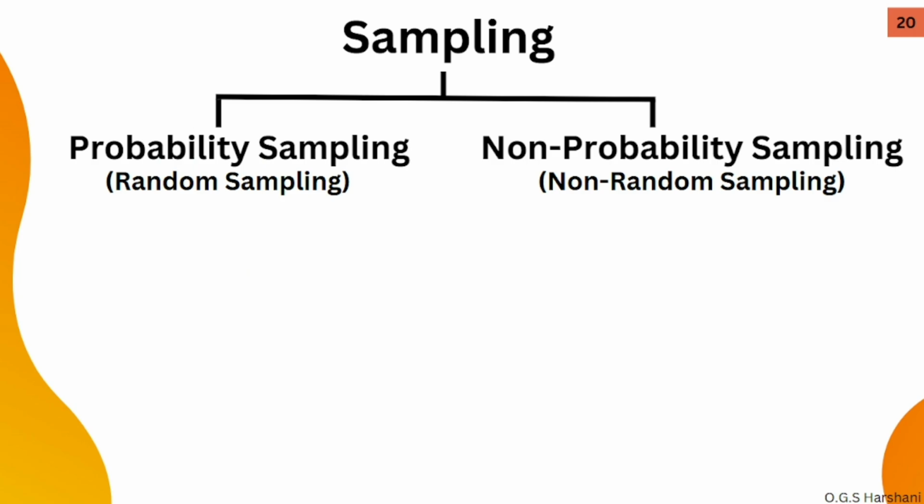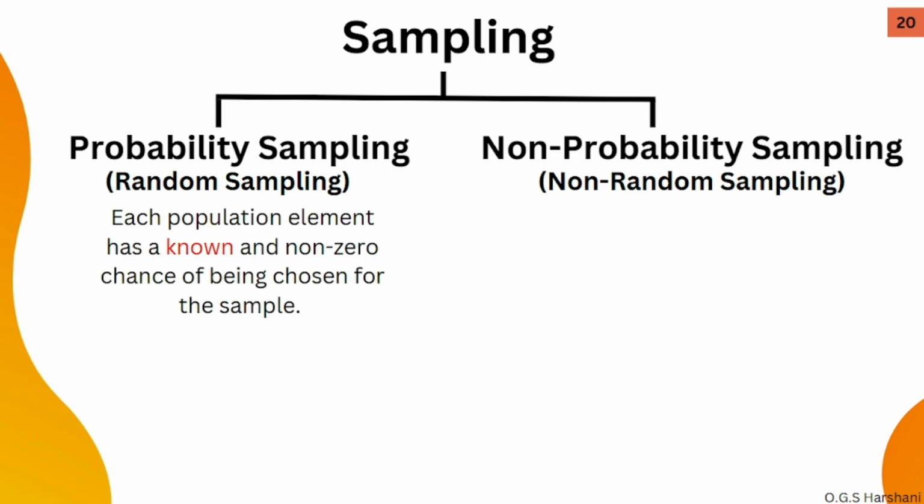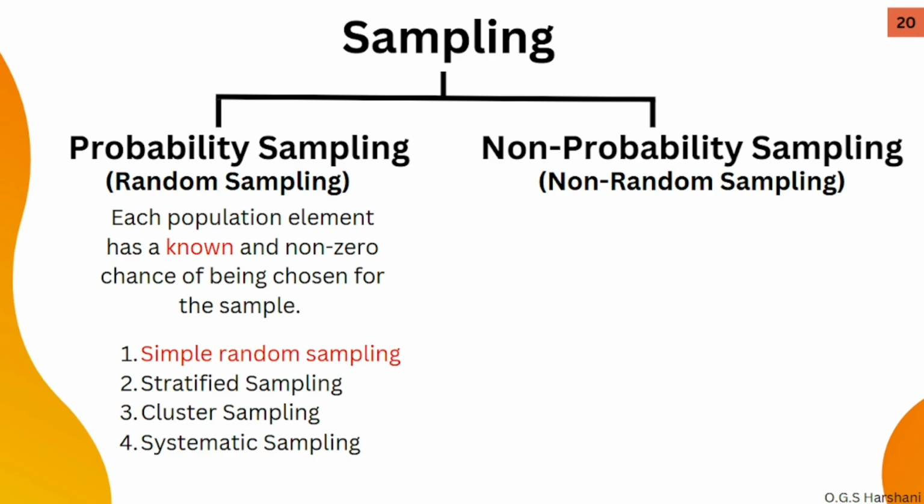Next, I will explain types of sampling. There are two types of sampling: random sampling and non-random sampling. Random sampling is called probability sampling, and non-random sampling is called non-probability sampling. In random sampling, each population element has a known and non-zero chance of being chosen for the sample. There are 4 techniques: simple random sampling, stratified sampling, cluster sampling, and systematic sampling.